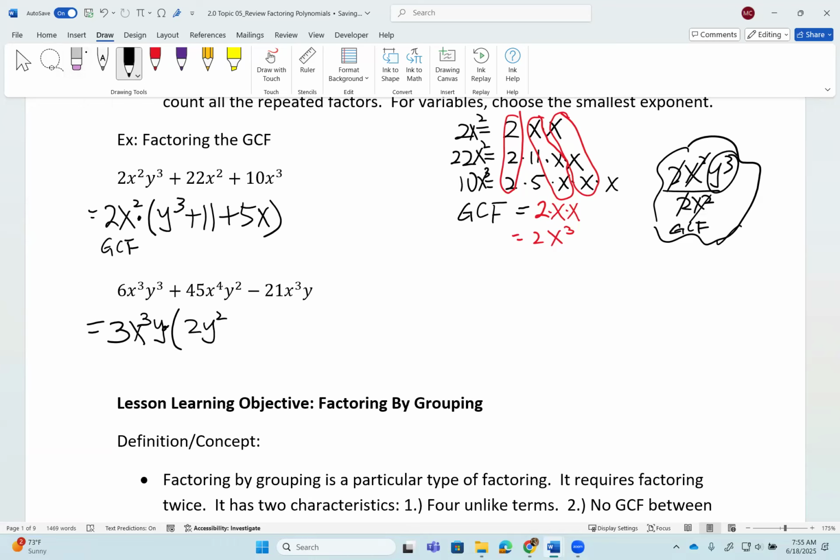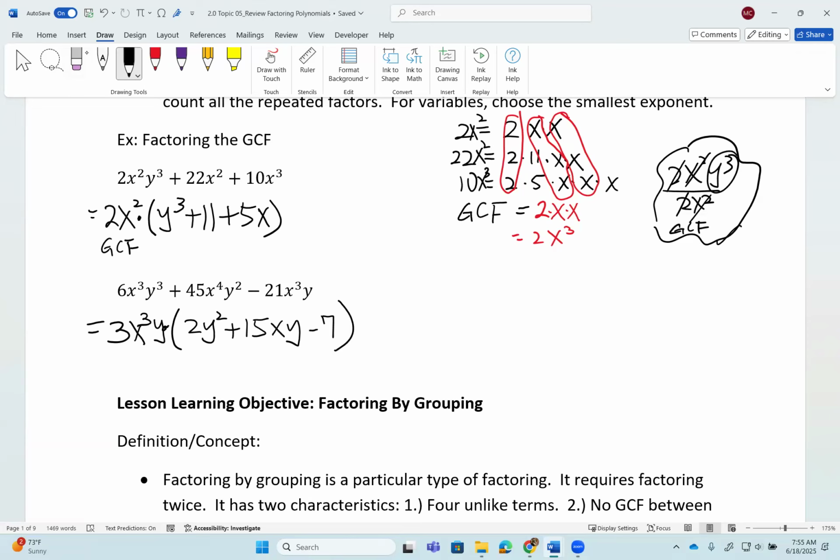3 going into positive 45, positive 15 times. Factoring out 3 x's from 4, 1 x left. Take away 1 y from 2, 1 y is left. 3 going into negative 21, negative 7 times. Factoring out all three of these x to the outside, no x left. Factoring out the only y to the outside, no y left for my negative 7. There you go. That's your answer.